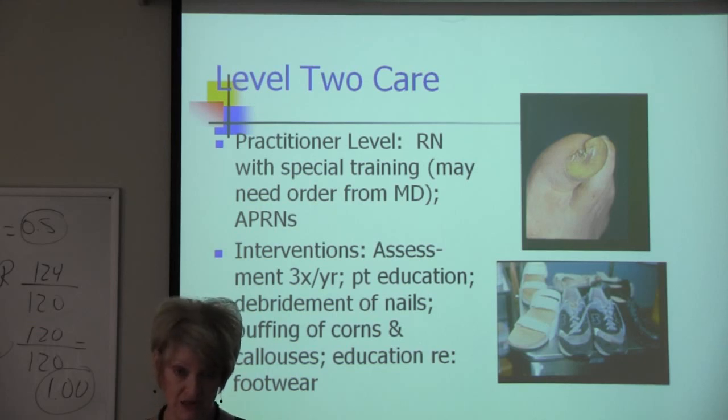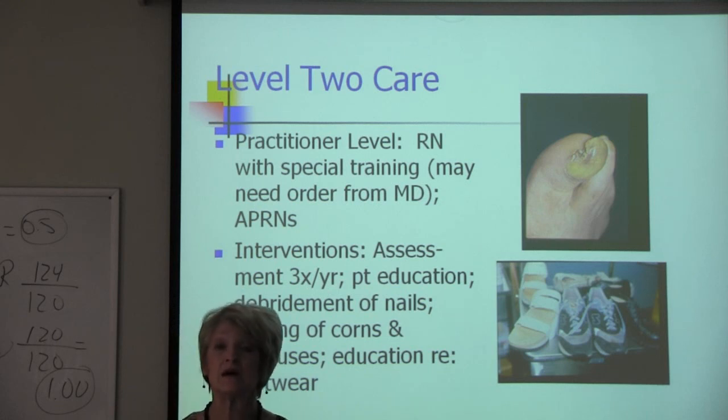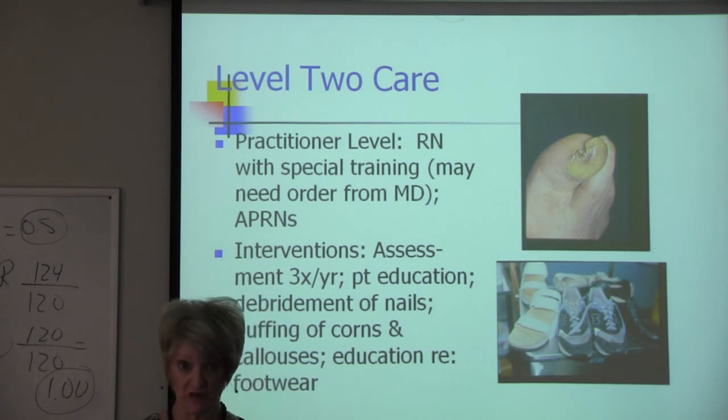So what do these patients need? They should be seen at least 3 times a year, every 4 months. You're going to be doing your screening assessment, monitoring them in terms of perfusion, monitoring them in terms of sensory motor status. You're going to be thinning and clipping the nails, managing corns and calluses.